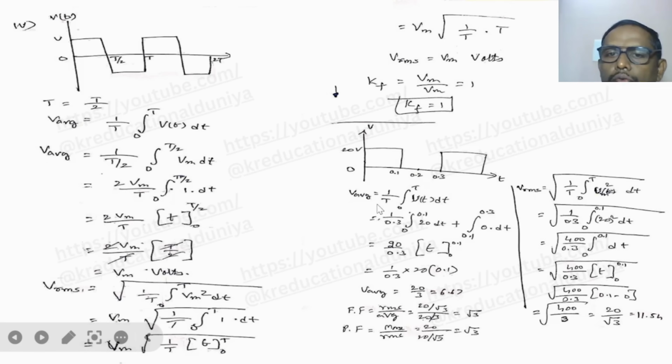So we got the Vrms value, we got the V average value. If they ask to find the form factor, okay, Vrms by V average. So put those values, you get the value of root 3, and peak factor Kp equals 20 by root 3, that equals root 3. This is how you have to find out the values.